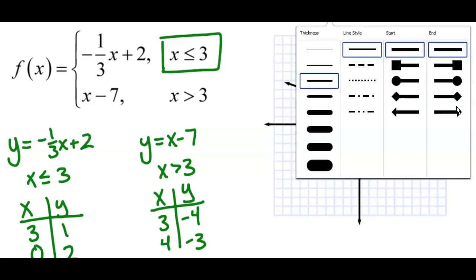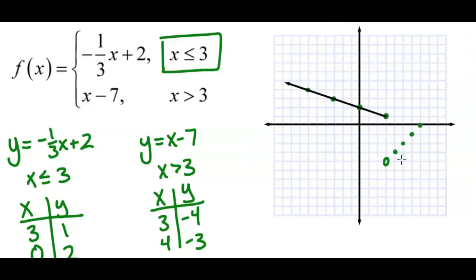And we will go from our open point that way. Okay, so here we have the graph of our piecewise-defined function. Again, all we're doing is graphing a single line, in this case, because they're both linear, a single line over the restricted domain. We do that twice, and the combination is our piecewise-defined function.